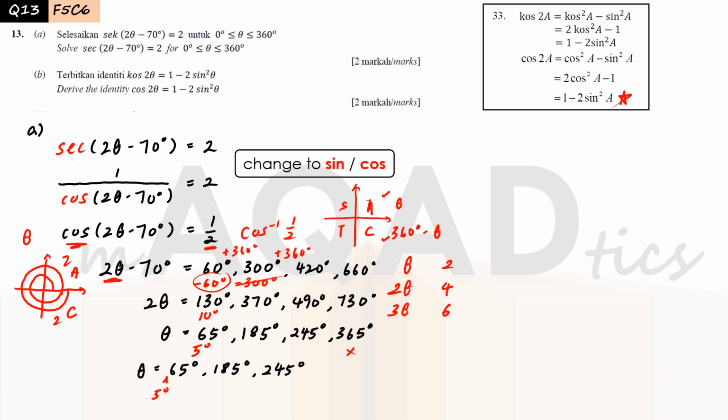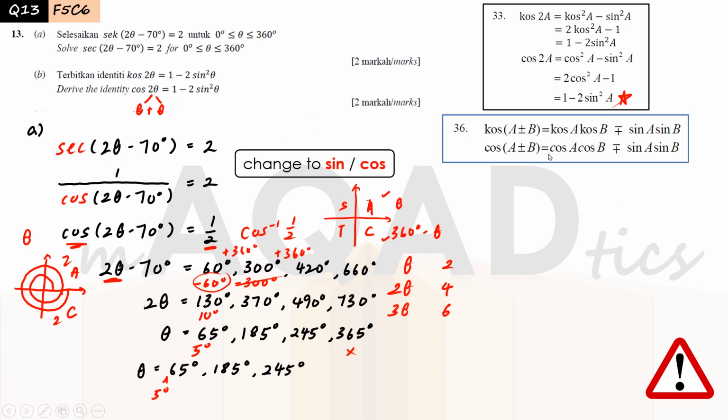Okay, so this one, no need to panic, because there is actually a way to prove this. So this 2 theta, what we can do is to split it up, which means theta plus theta. And from our formula sheet, there is one of the formulas which uses theta plus theta, which is this one, right? Cos(A plus or minus B). So now our A and B are both theta. Okay, so why not we use this formula to help us prove this formula.